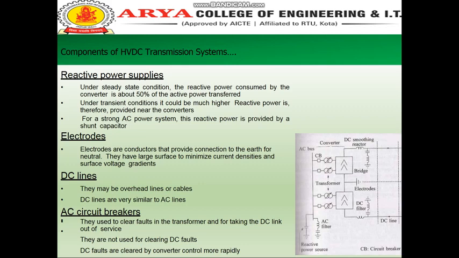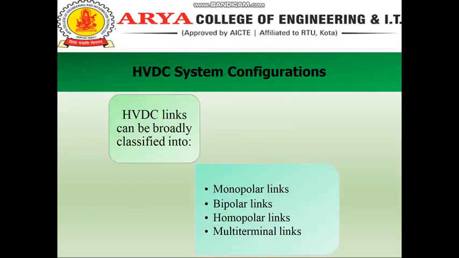AC circuit breakers are used to clear faults in the transformer or for taking the DC link out of service. They are not used for clearing DC faults. DC faults are cleared by converter control more rapidly.